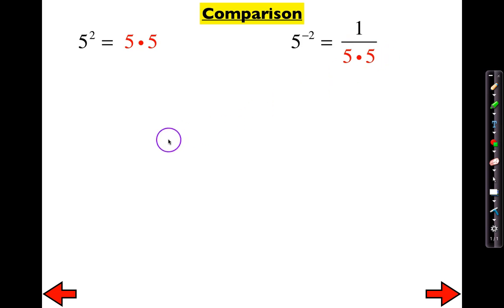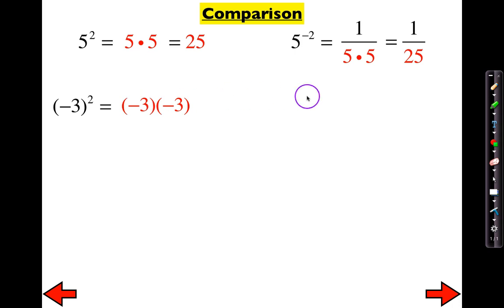Again, let me give you some more examples, and I want you to look for a pattern that you notice. Here, 5 squared is 25, but here, 5 to the negative second is 1 over 25. Moving on. Negative 3 to the second power is negative 3 times negative 3. But negative 3 to the negative second power is going to be 1 divided by negative 3 times negative 3. When we multiply it, a negative times a negative gives us a positive 9. But over here, we're going to get 1 over 9.